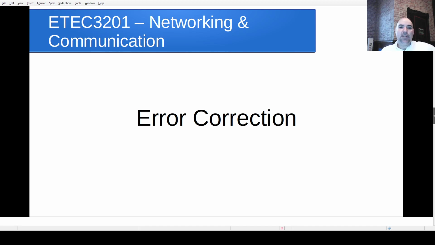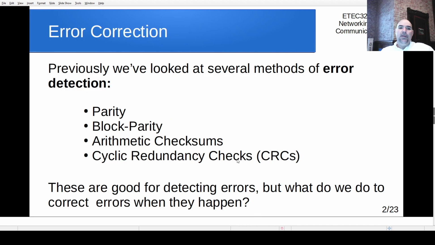Today we're going to talk about error correction. If you remember what we did last time, we talked about error detection methods. Last time we talked about error detection, where what we're concerned with is knowing if something went wrong, knowing if there was an error. There were several methods that we looked at for determining that.